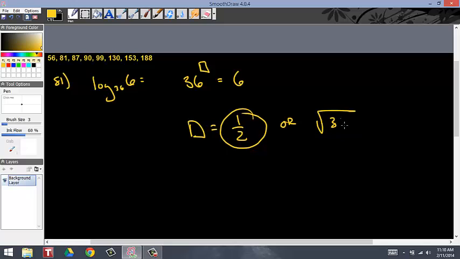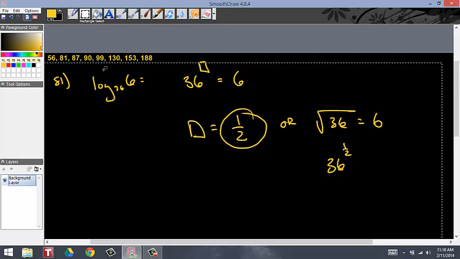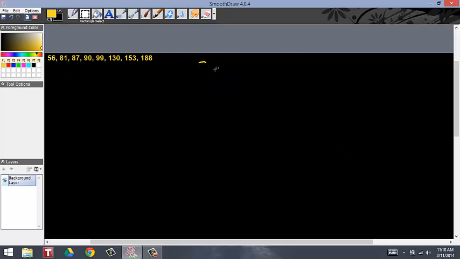Or you could have said that the square root of 36 is equal to 6 because, Max, 36 to the 1/2 and rad 36 is the same thing. Good job, dude. Max, that's going to live on in memory even after you are done with this class. 56 is done. 81 is done. We are now on 87.